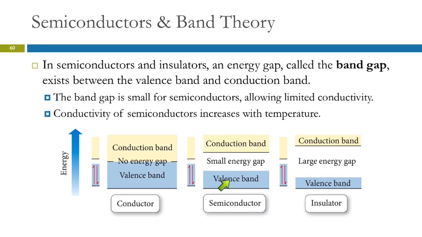For semiconductors, the conductivity increases with temperature. So as this is heated up, the electrons in the valence band have more kinetic energy, and so they're more likely to jump into the conduction band, and so the semiconductor becomes more conductive at higher temperatures, less conductive at lower temperatures. With a conductor, it's always conductive. With a non-conductor, an insulator, it's always an insulator. There's not a temperature dependence for those.